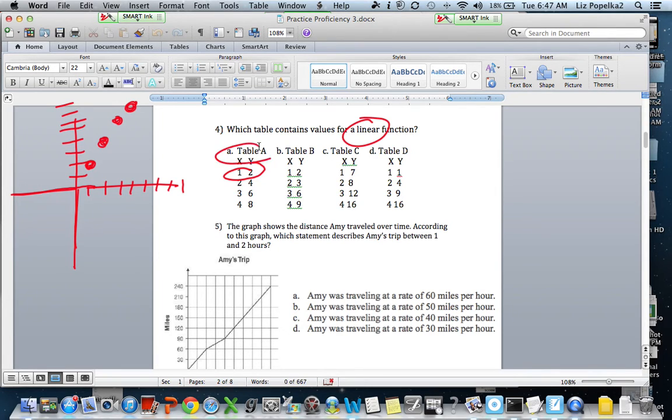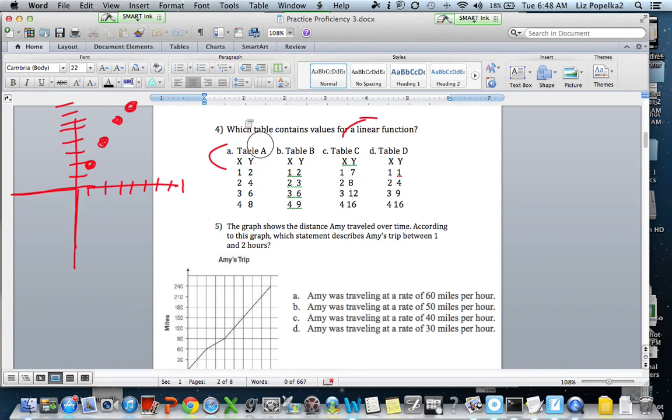Oh, option A, already I can see that if I graph them, because remember the X number tells you whether you're going right or left, the second number, Y, tells you whether you're going up or down. So I went over to the right one and then up 2 for my first one, so over 1 and up 2. Here I went over 2 and up 4. Here I went over 3 and up 6. Here I went over 4 and up 8. So it does in fact form a straight line. So it's going to be table A.